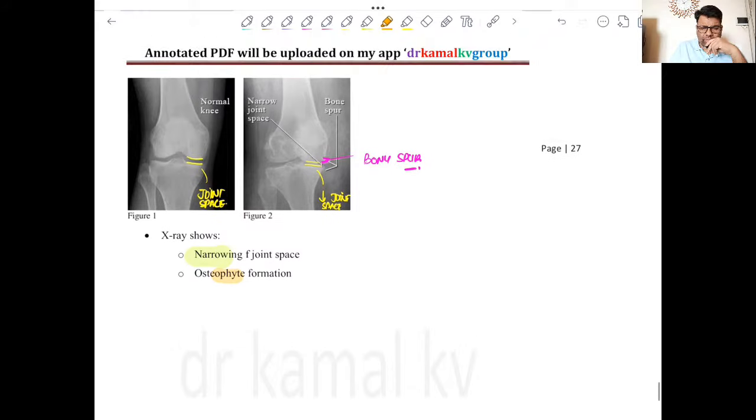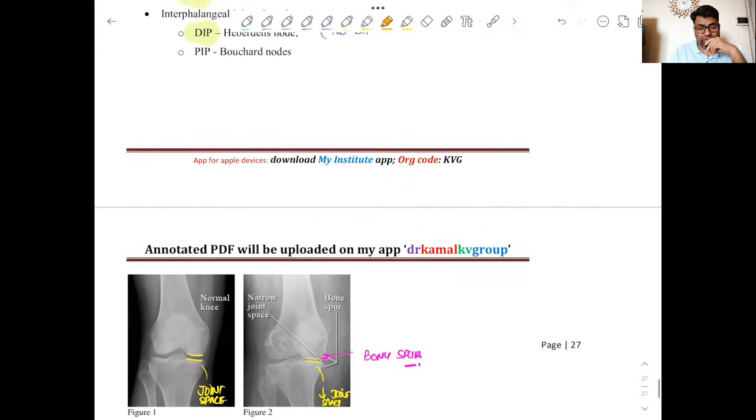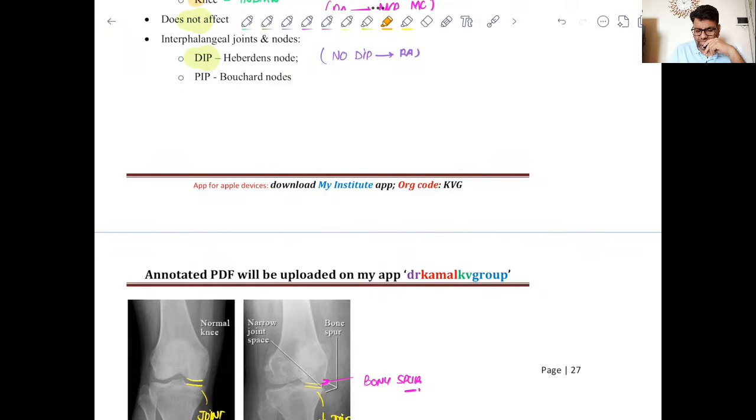Okay, so these are some important points which I feel are very important for upcoming FMG exam.